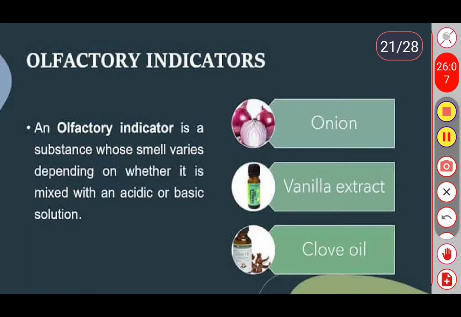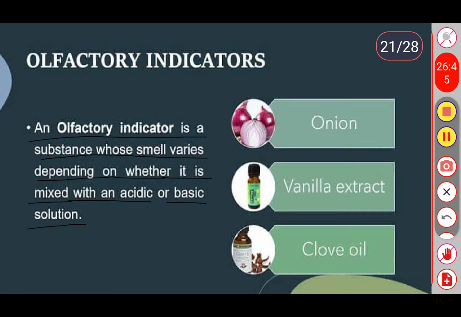Olfactory indicators. An olfactory indicator is a substance whose smell varies depending on whether it is mixed with an acidic or basic solution. Some indicators show whether the solution is acidic or basic with the help of changes of color. But olfactory indicators are also one type of indicator. They indicate whether the solution is acidic or basic with the help of smell or odor.